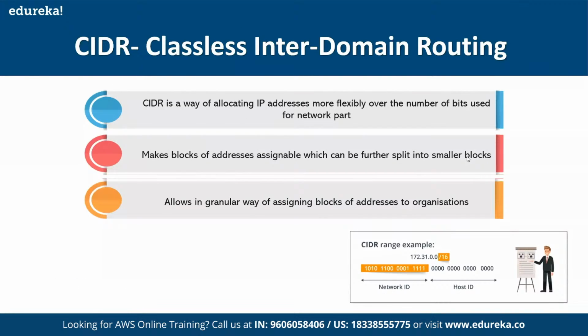You will understand that. So what is a CIDR block? CIDR, classless inter-domain routing. These are a set of IP addresses which are reserved for your VPC or for your subnets, through which different components will talk to each other. CIDR is a way of allocating IP addresses more flexibly over the number of bits used for the network part. It makes blocks of addresses assignable. So it reserves certain ranges of IP addresses for a subnet or VPC, and allows a granular way of assigning block addresses to organizations.